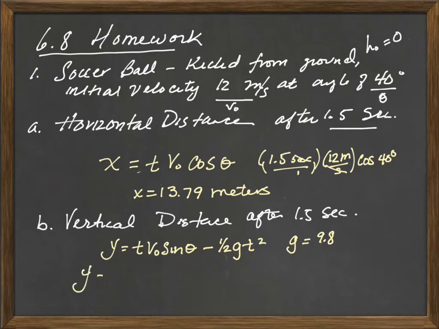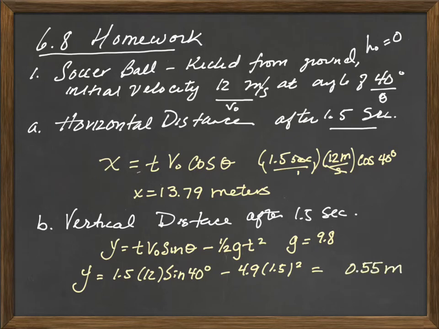So you would get y equals 1.5 times 12 times the sine of 40 degrees minus 4.9, that's half of g, times t squared, which would be 1.5 squared. And if you put that into your calculator, you'll get 0.55 meters. All right, so that's how high it was and how far it went after 1.5 seconds.